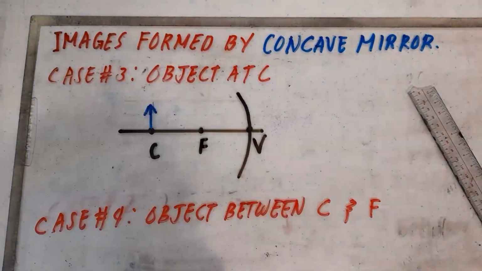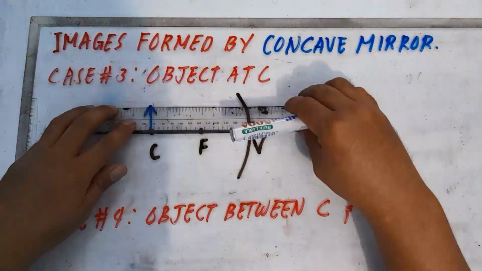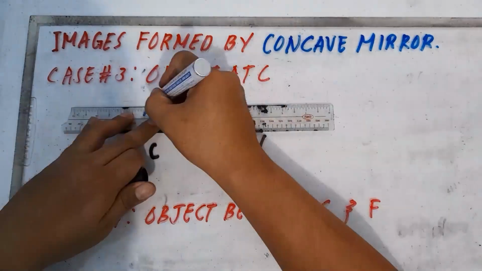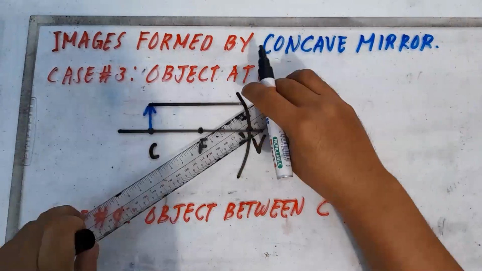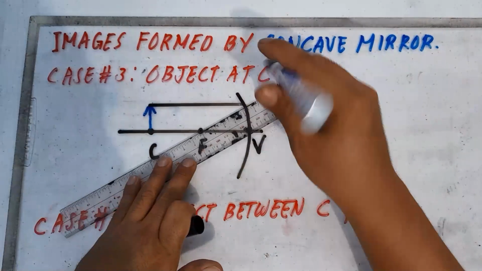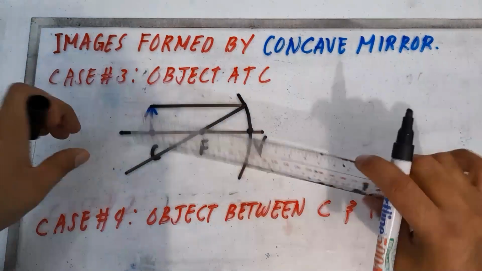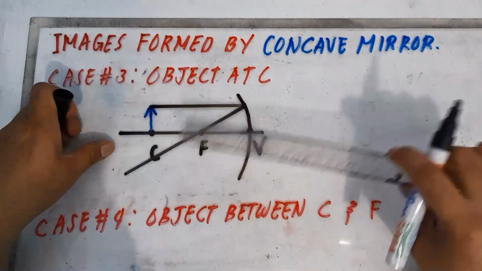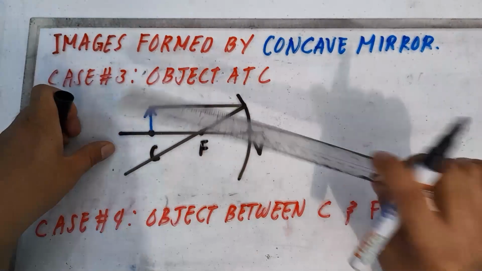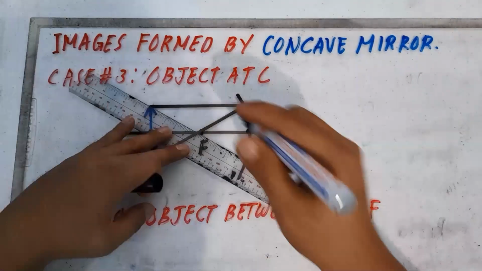Let us now draw the light rays. The first light ray is a ray parallel to the principal axis, and then it will be reflected passing through the principal focus. Next, a ray passing through the center. The second light ray is not applicable since the object is directly at the center. So we proceed with the third light ray, which is a ray passing through the focus.